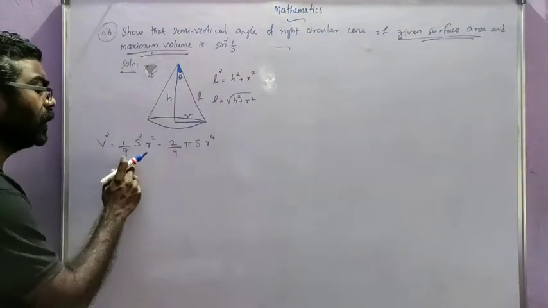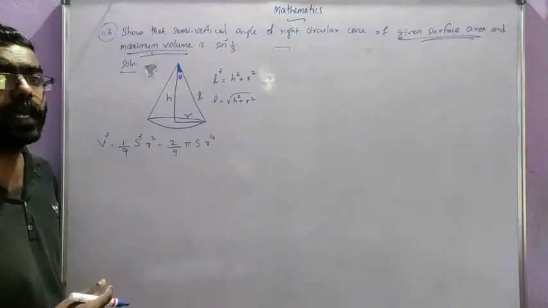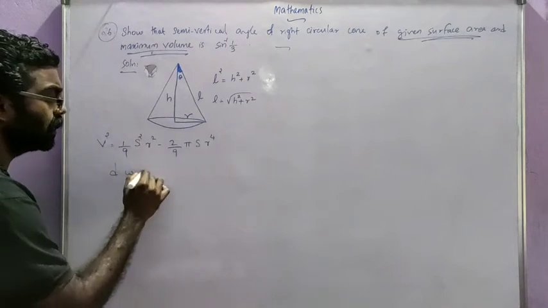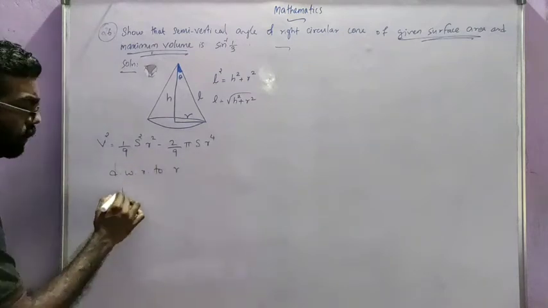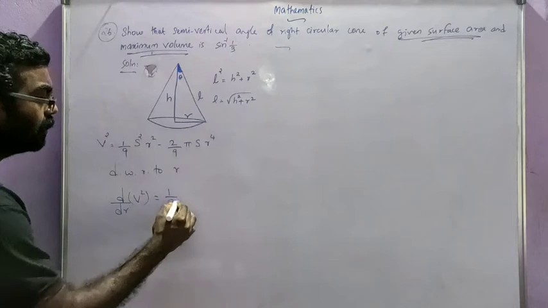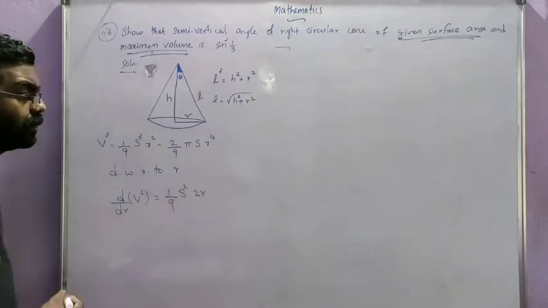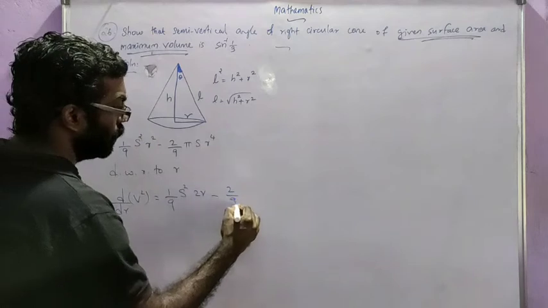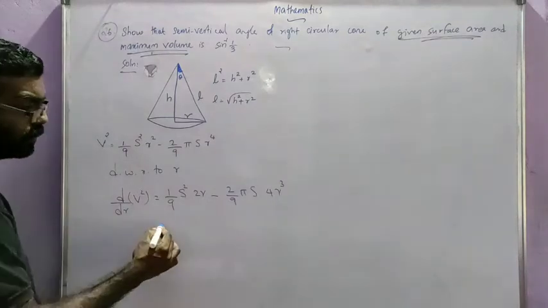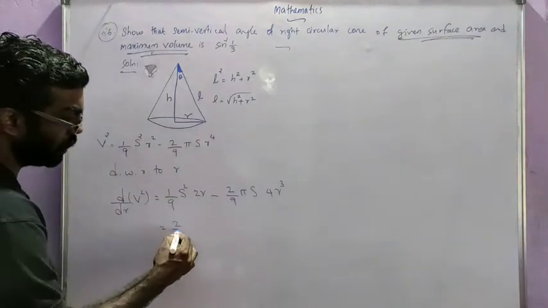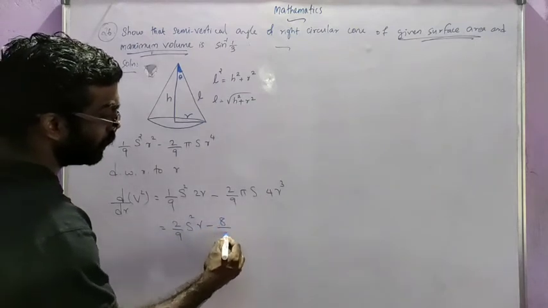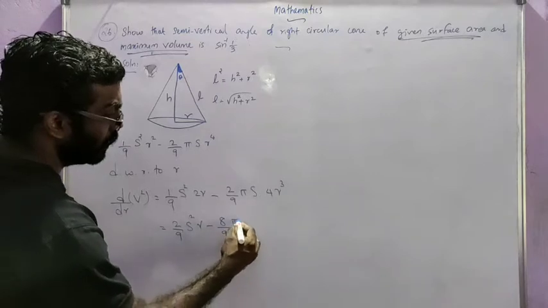So v square equal to 1 by 9 s square r square minus 2 by 9 pi s r raised to 4. We can take the derivative with respect to r. That is d by dr of v square equal to 1 by 9 s square into 2r, then minus 2 by 9 pi s into 4r cube. Or we can write 2 by 9 s square r minus 8 by 9 pi s r cube.